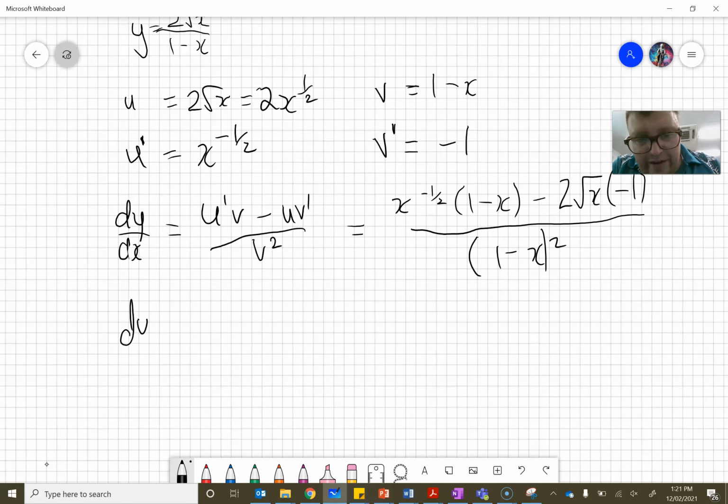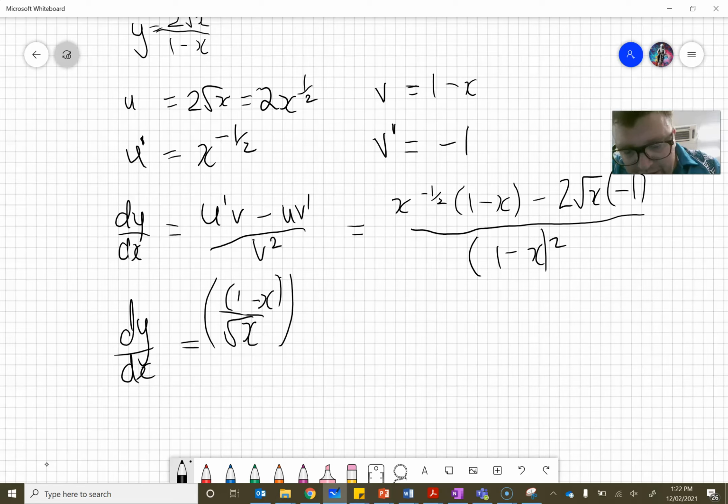So to do that, my first step is I really need to make this derivative look a bit more functional because I can't really assume a lot of things in its current layout. So I'm going to start with this x to the power of a negative a half. I really want to write that as 1 over root x. And then I go, that's multiplied by 1 take x. So what I'm actually going to do now is just make it 1 take x on the numerator of that fraction. Okay. Now I'm subtracting 2 root x times negative 1.